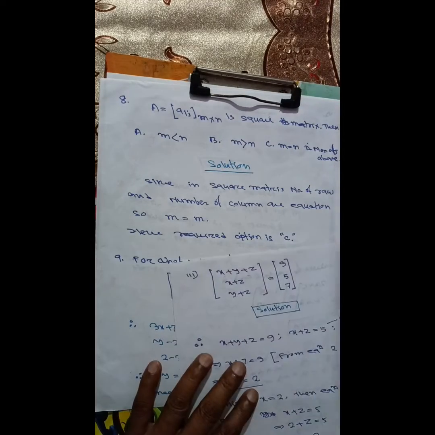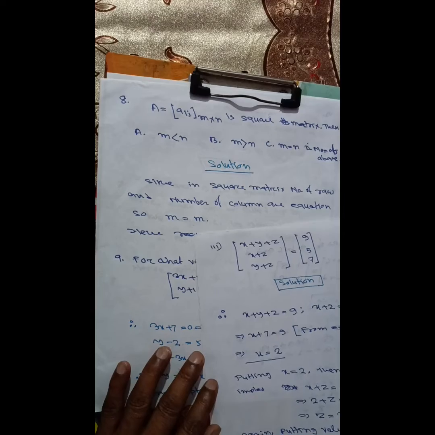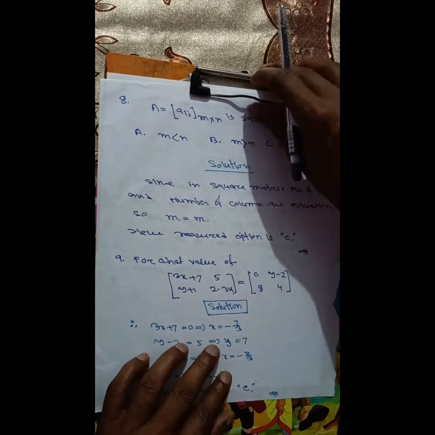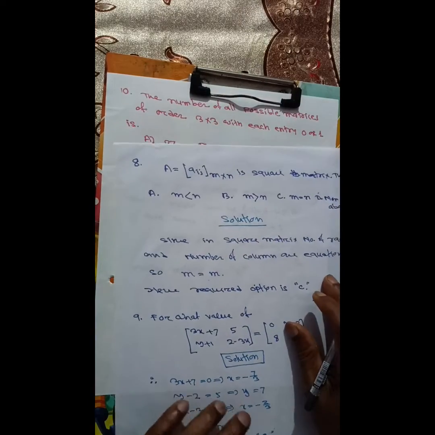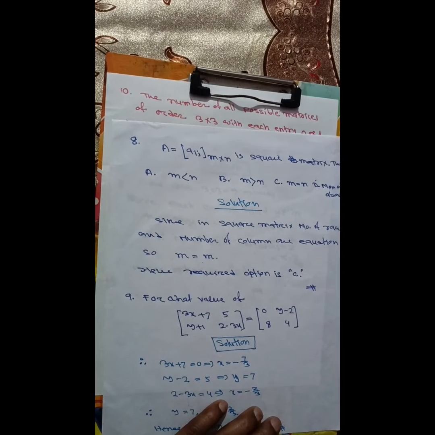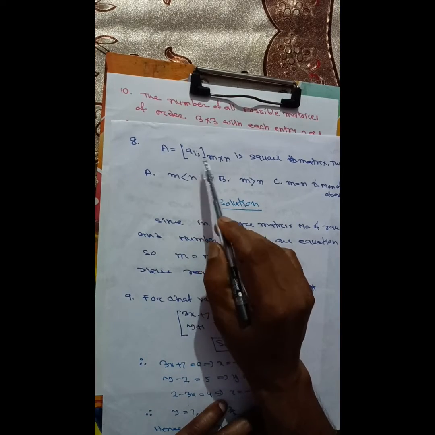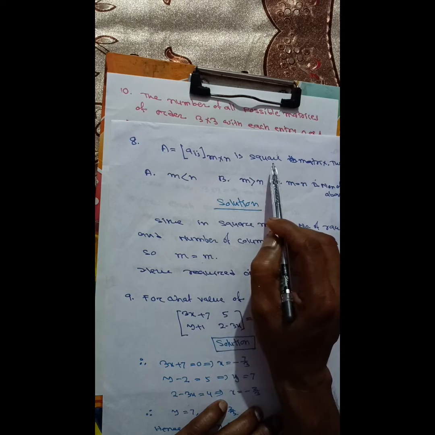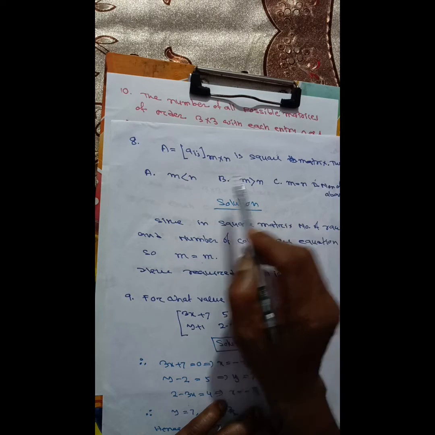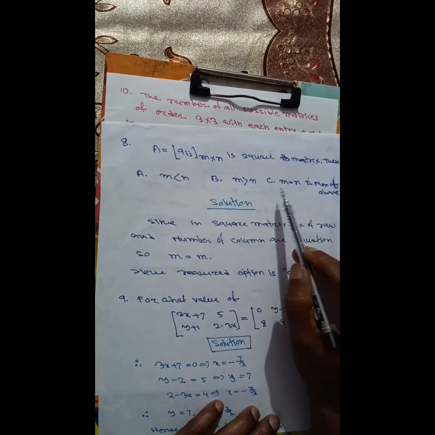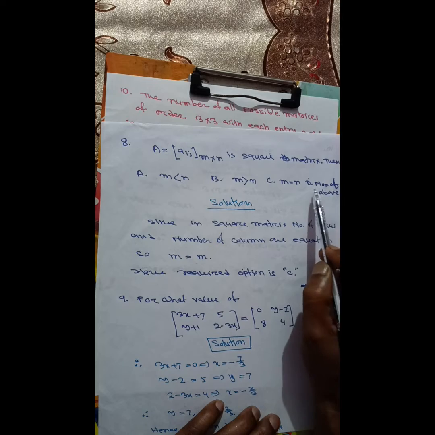Okay, very simple problem. Now we are going to discuss the next problem, problem number 8. It is a multiple choice question. Here, given A equal to [aij] of order m into n, a square matrix. Then option A, m less than n, B, m greater than n, C, m equal to n, D, none of the above.